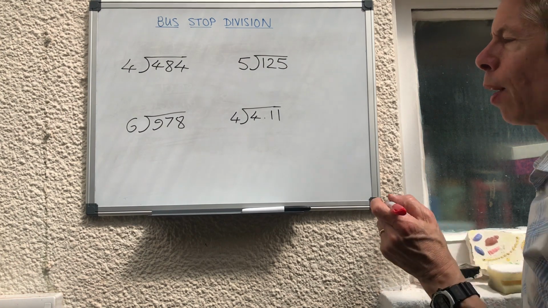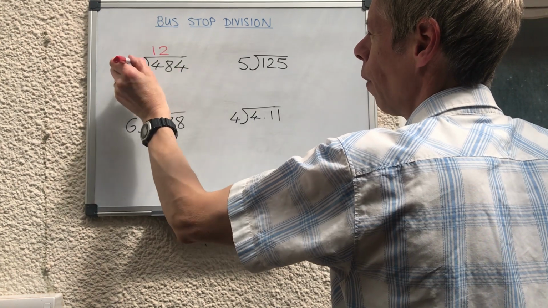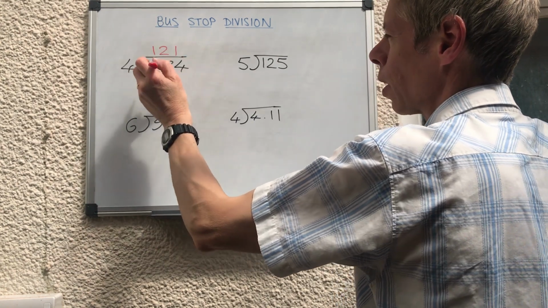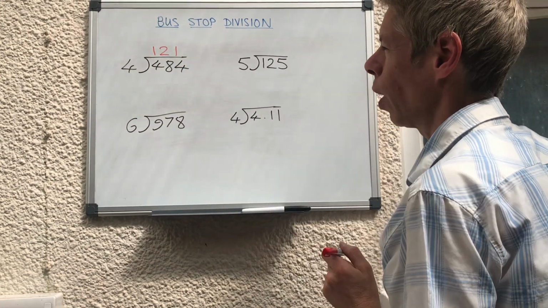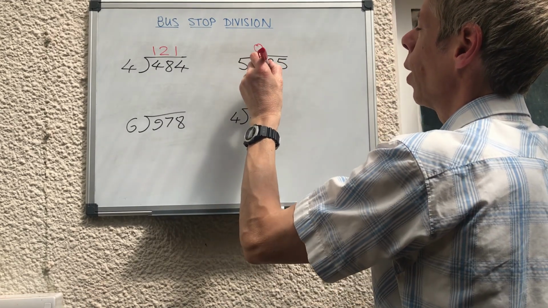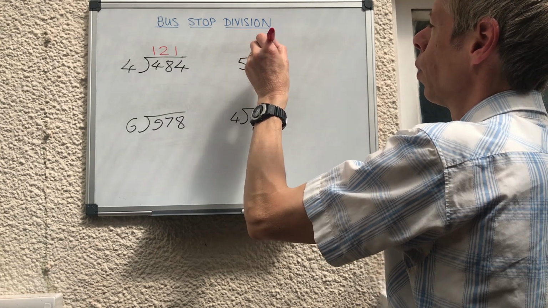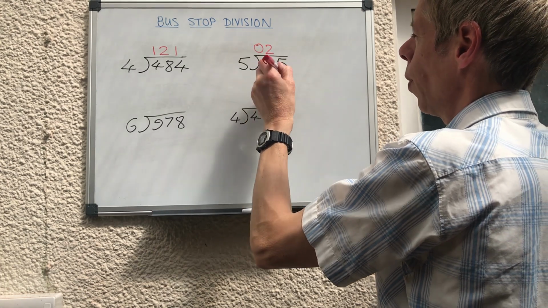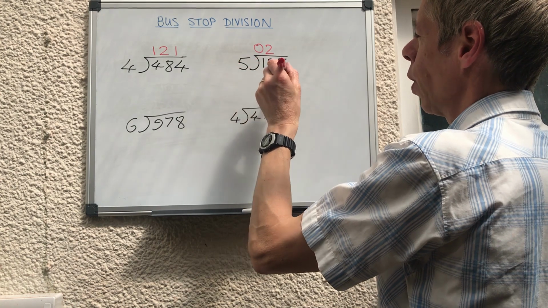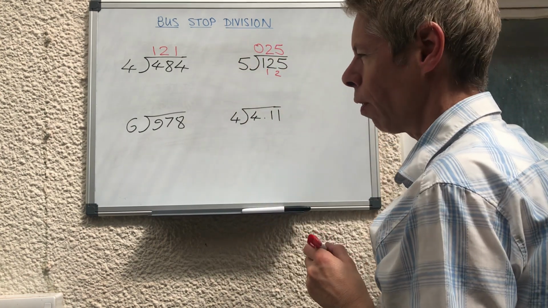So question 1, how many 4s in 4? 1. How many 4s in 8? 2. How many 4s in 4? 1. So the answer to that, nice and simple, 121. Next question, how many 5s in 1 is 0, remainder 1. How many 5s in 12 would be 2 in 10, remainder 2. How many 5s in 25 would be 5? So the answer to question 2 is 25.